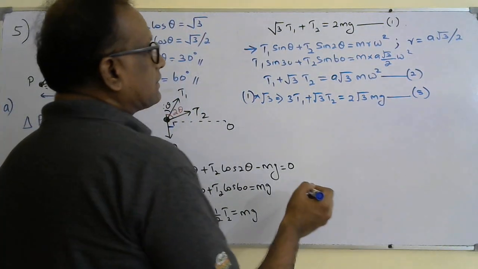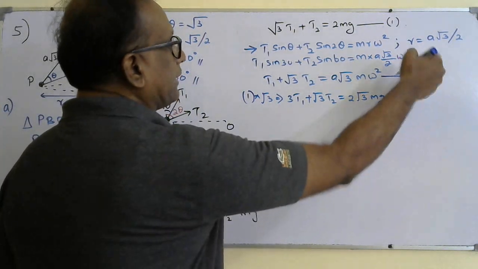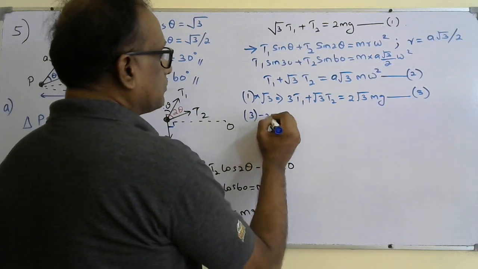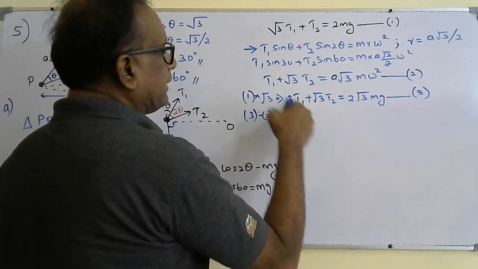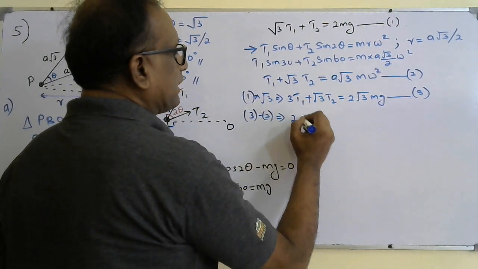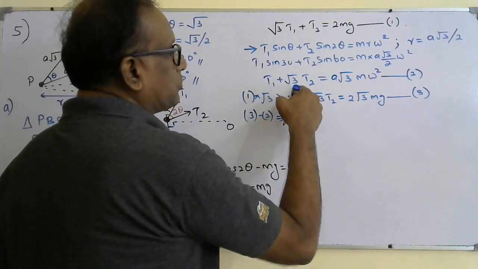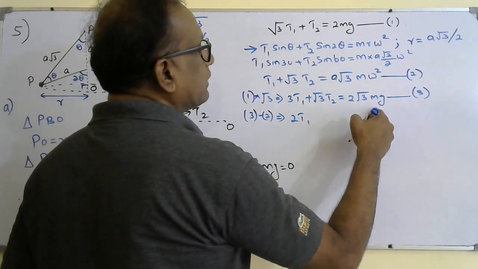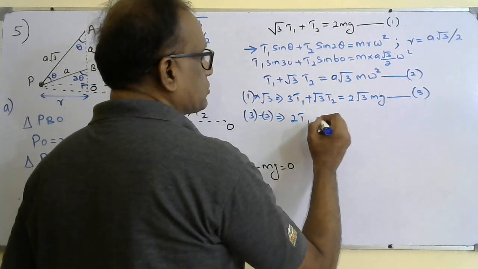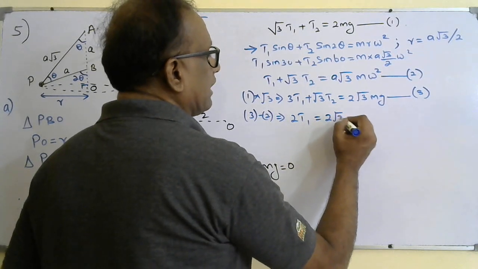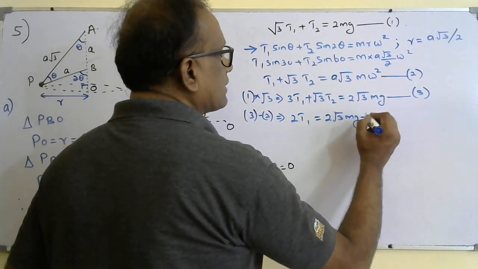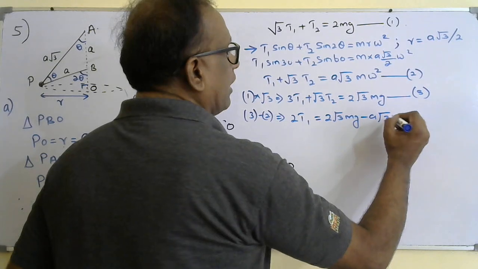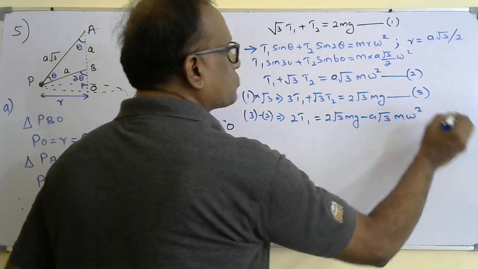Okay, so now we'll subtract 3 minus 2. 3T1 minus T1, that is 2T1. Root 3 T2, root 3 T2 will get cancelled. So 2 root 3 mg minus a root 3 m omega squared.